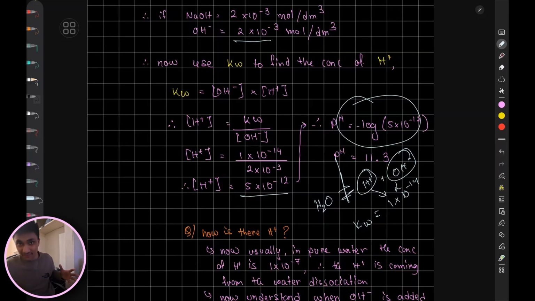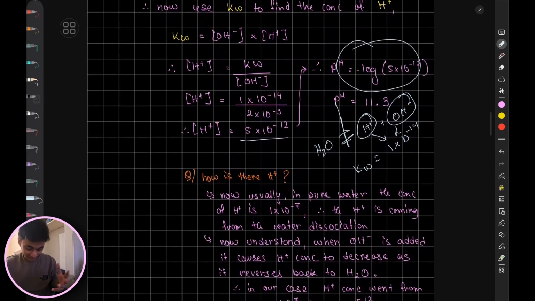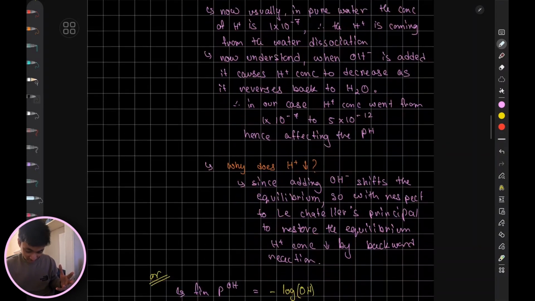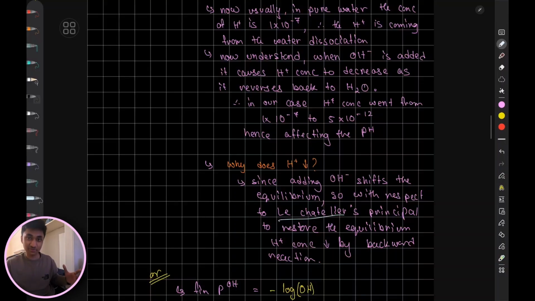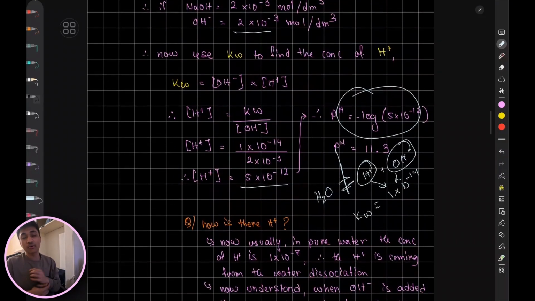Le Chatelier's principle. I've probably butchered the name, but it's written over here somewhere. It talks about restoring the equilibrium. You studied it before, so that is the important part over here.